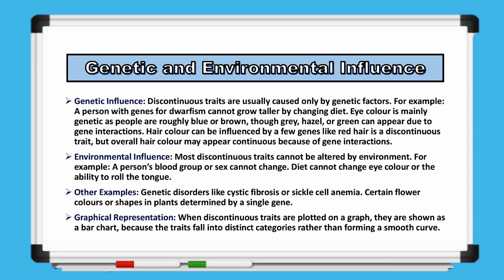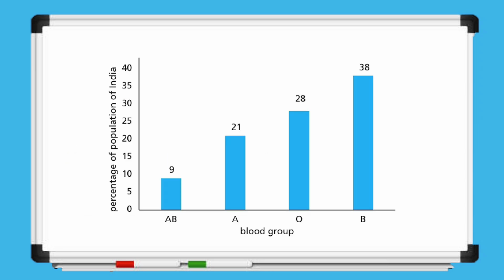When discontinuous traits are shown on a graph, they are represented using a bar chart. This is because the traits fall into distinct groups, rather than forming a smooth, continuous range. We use bar graphs to represent discontinuous variation. This is because discontinuous variation consists of distinct categories with no intermediate values between them.